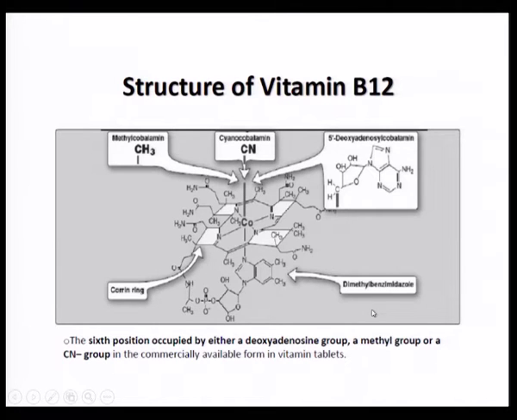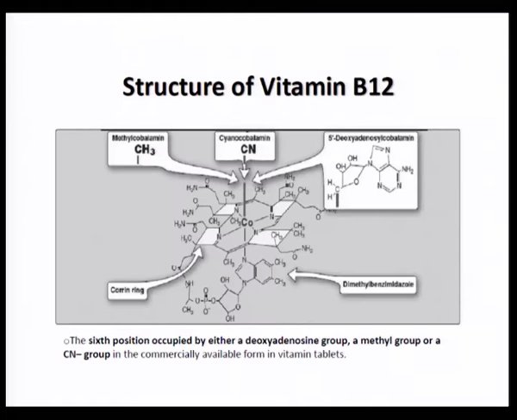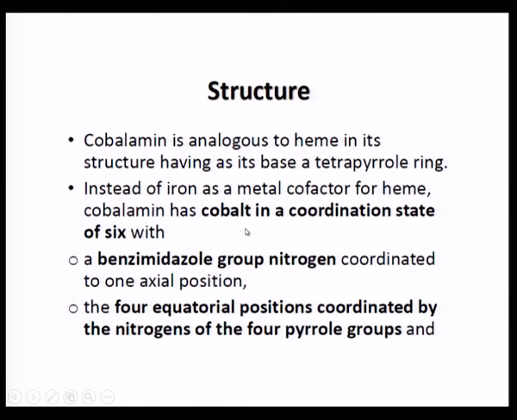Generally in commercially available vitamin, we always find the cyano group being very predominant. That's one of the reasons this vitamin by default is referred to as cyanocobalamin by many people. But you do have other types of cobalamin as well. Cobalamin is analogous to heme, having as its base a tetrapyrrole ring. So this is the tetrapyrrole ring, and this is the pyrrole ring as you see over there. This makes the structure very complex.